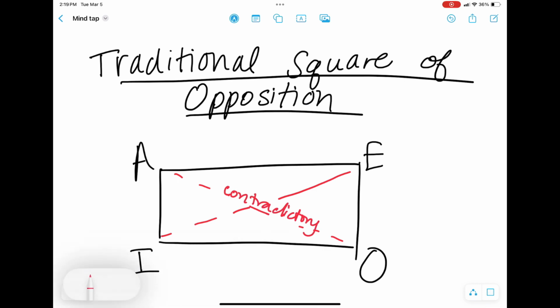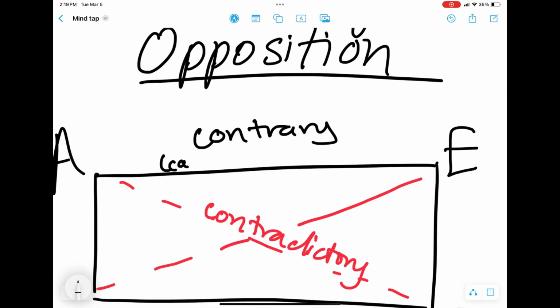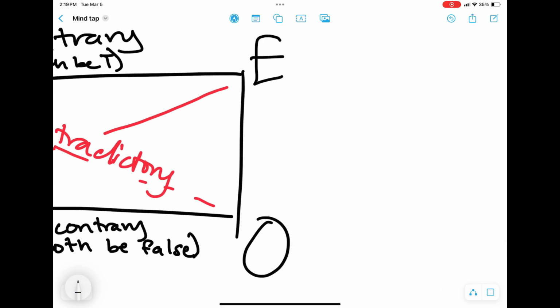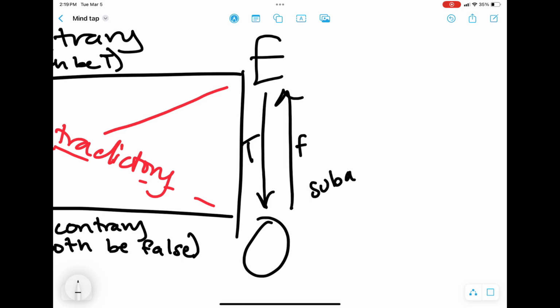We can prove these by looking at the different Venn diagrams for an Aristotelian standpoint, but let's just summarize them by looking at the traditional square of opposition. A and E claims are contraries, meaning they can't both be true. I and O claims are subcontraries, meaning they can't both be false. E and O, as well as A and I claims, have a subalternation relation.